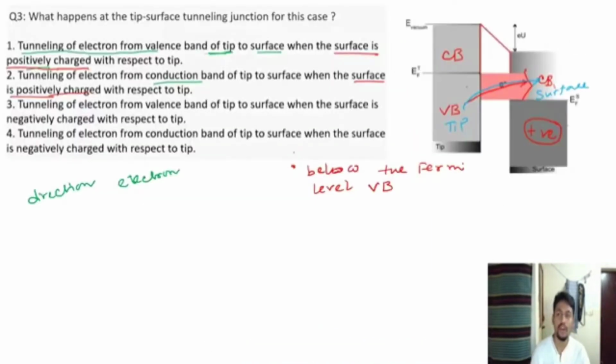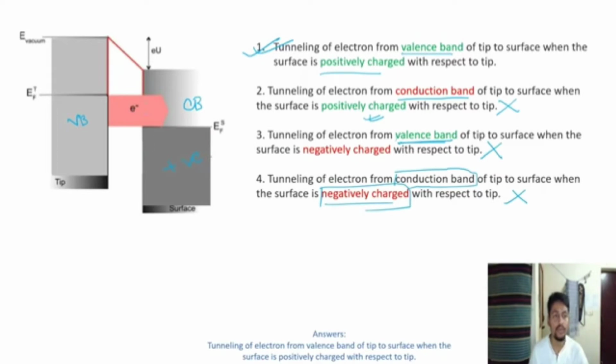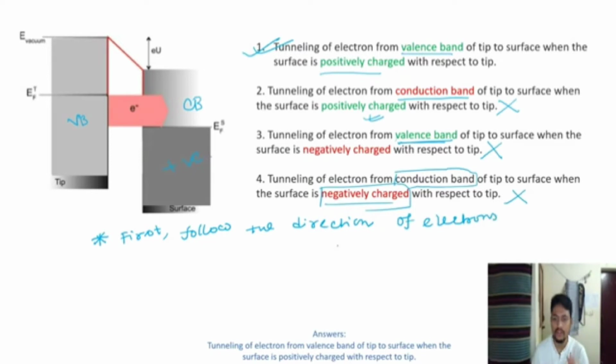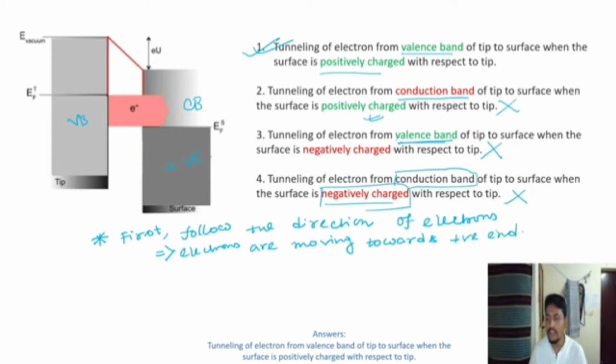You got this? So to solve this kind of question, we just need to see three things. I am writing it down again. First, follow the direction of the electrons, and notice that electrons are moving towards the positive end. Because the electron has negative charge, it will always move towards the positive end.